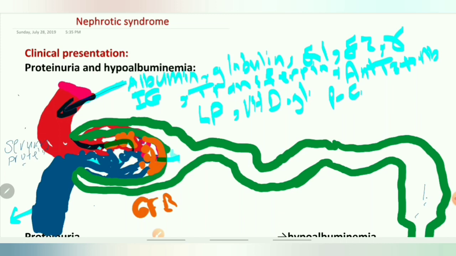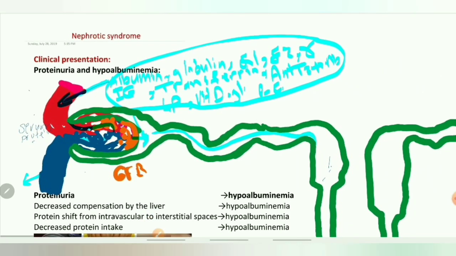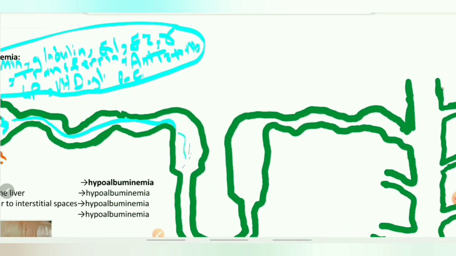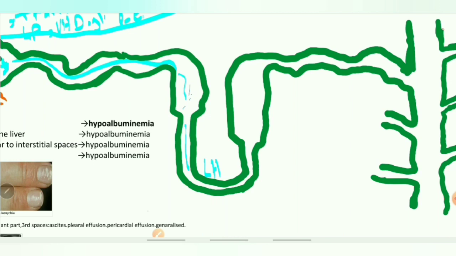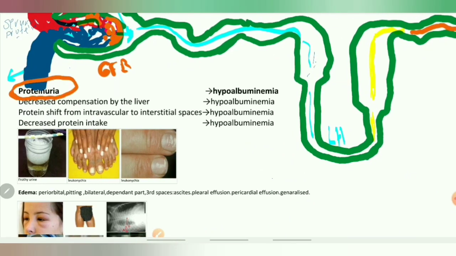Because of the derangement and the disease, all these proteins are filtered abnormally into the urine, passing through the proximal convoluted tubule, the thick and thin descending segments via the loop of Henle, then the thin and thick ascending segments, then the distal convoluted tubule and collecting ducts, and then they are excreted in urine, and we get the problem of proteinuria.